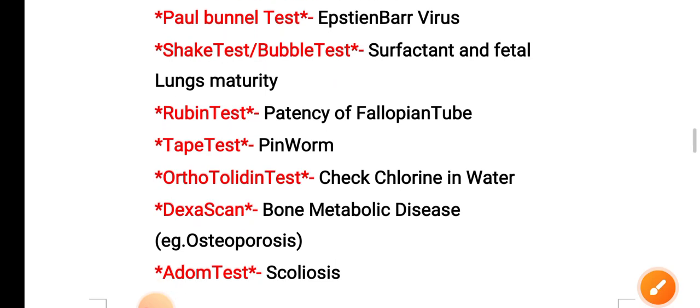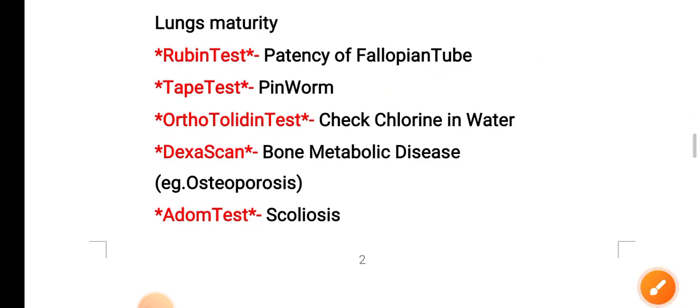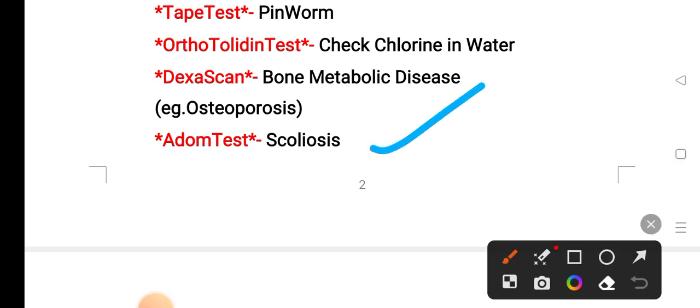Rubin test is done for patency of fallopian tube. Tape test is done for pinworm. Orthotolidine test is done to check chlorine in water. DEXA scan is for bone metabolic disease, that is osteoporosis. Adam test is done for psoriasis.